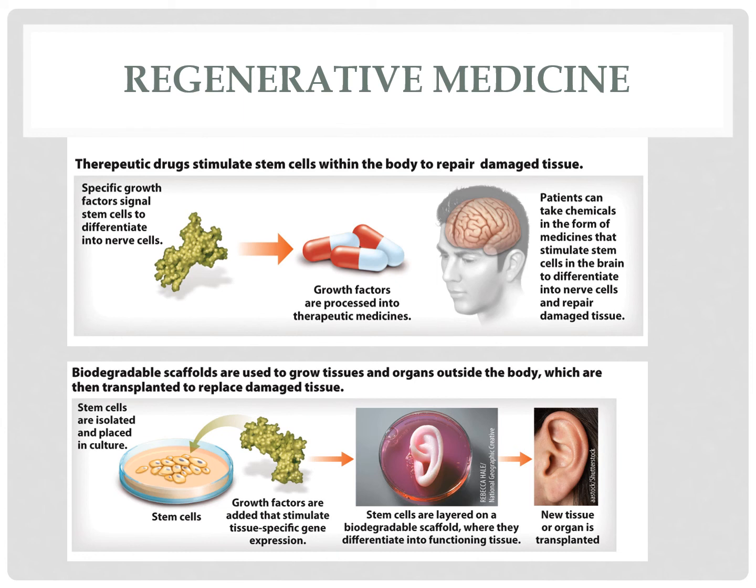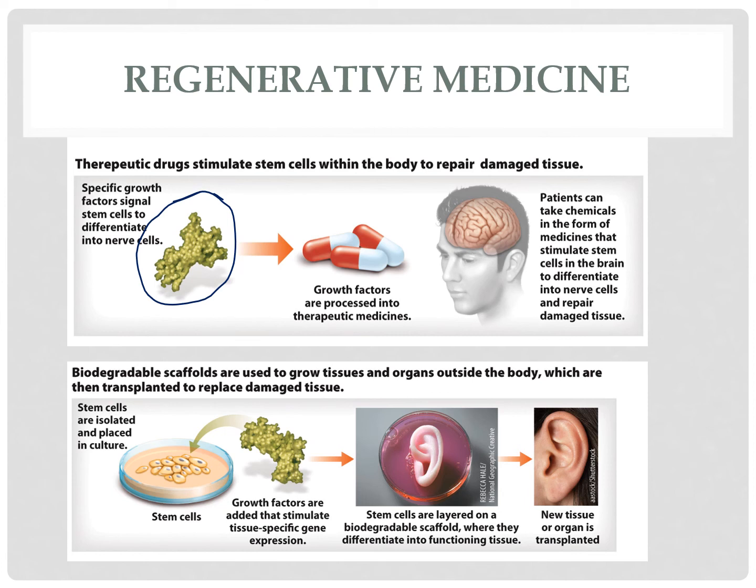So when we use these stem cells, we can use different sorts of medicine, right? One is therapeutic drugs, right? And we can use these to stimulate some cells within the body to repair damaged tissue. So we can put specific growth factors in to differentiate stem cells. So we can have growth factors that are processed into therapeutic medicines that you take orally, and then the patients can take that and it'll stimulate some cells in the brain to differentiate into nerve cells and repair damaged tissue.